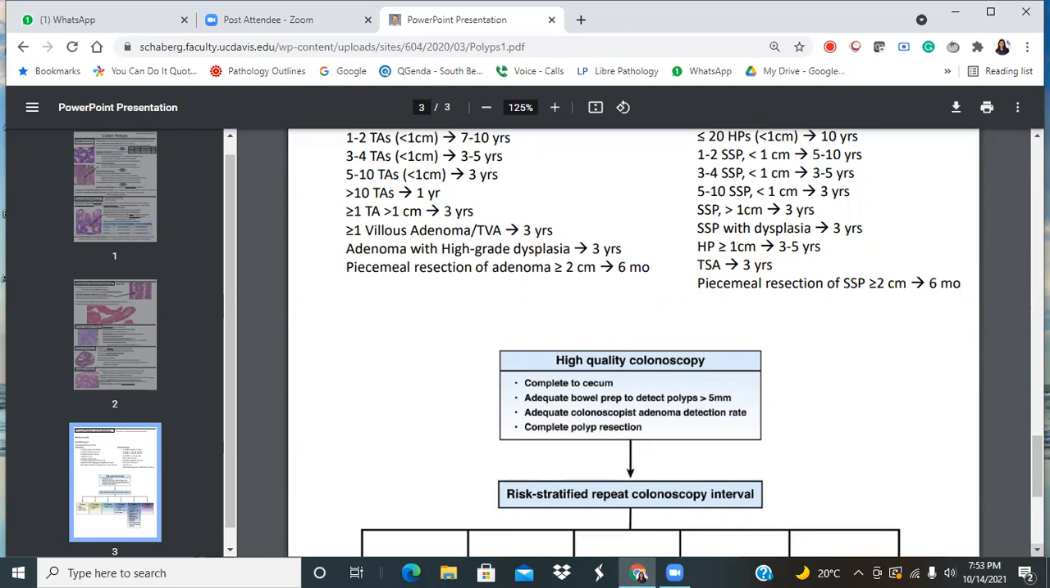With piecemeal resection, regardless of the pathology the pathologist is telling you, bring the patient back in 6 months, because they know that the pathologist could not tell where the margin is, okay? Because you took it in 6 pieces. Which piece is close to the base, which piece is close to the surface? I can't tell. All right. So that's why you have 6 months.